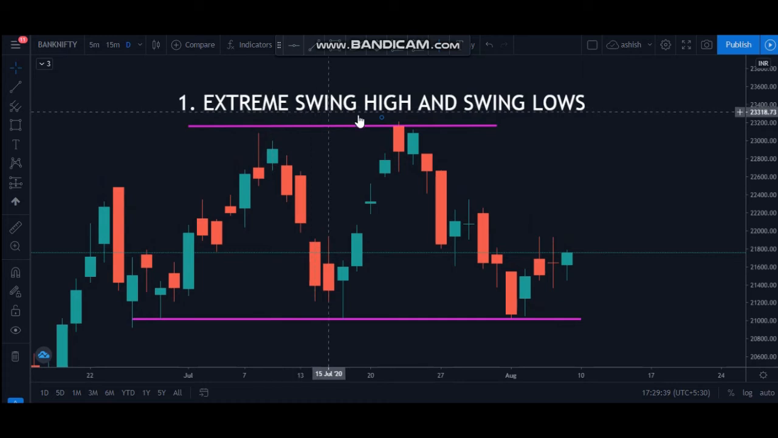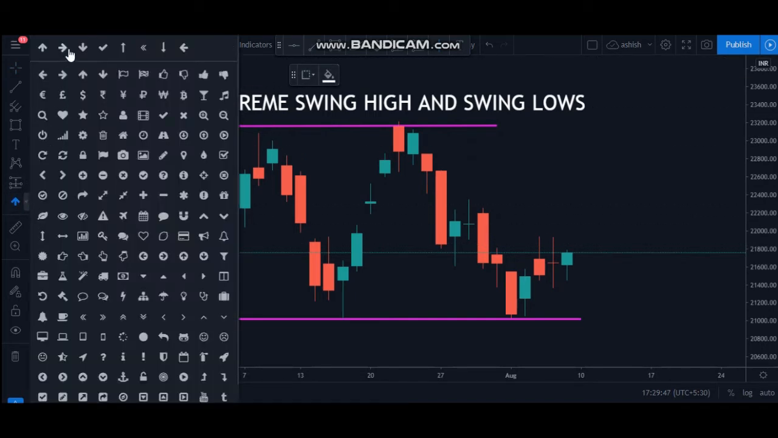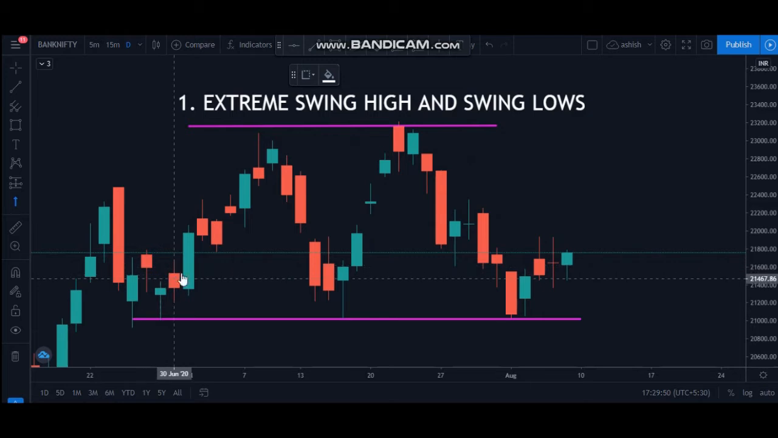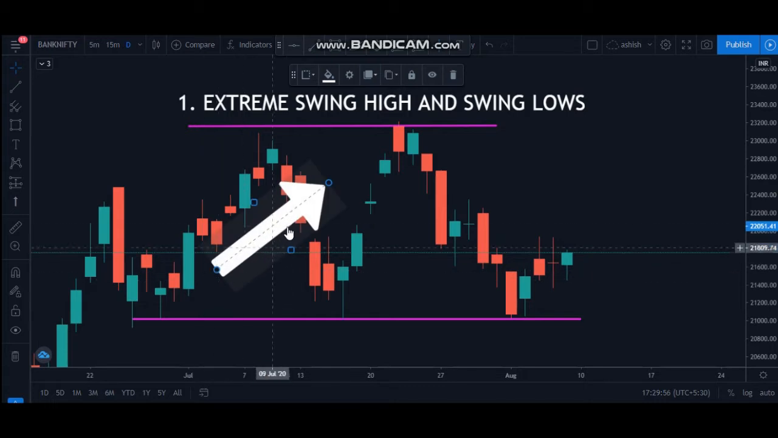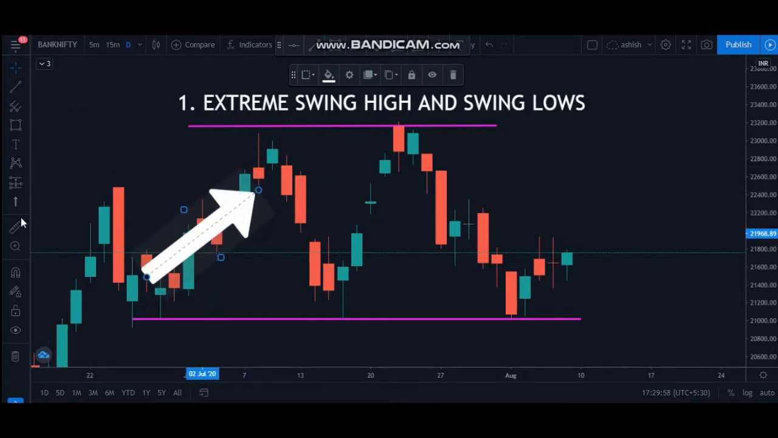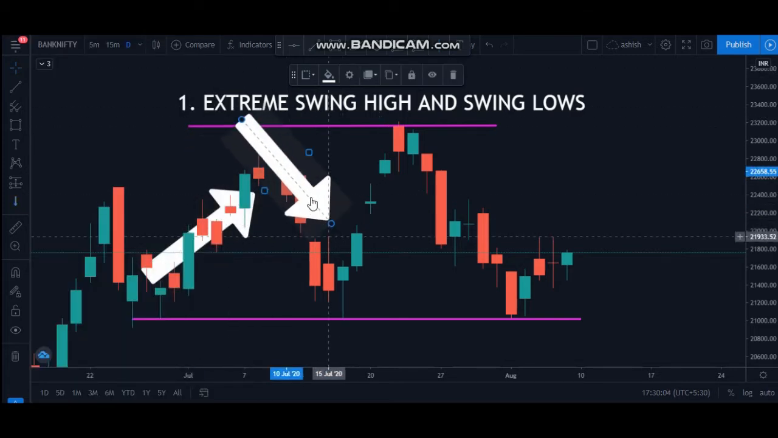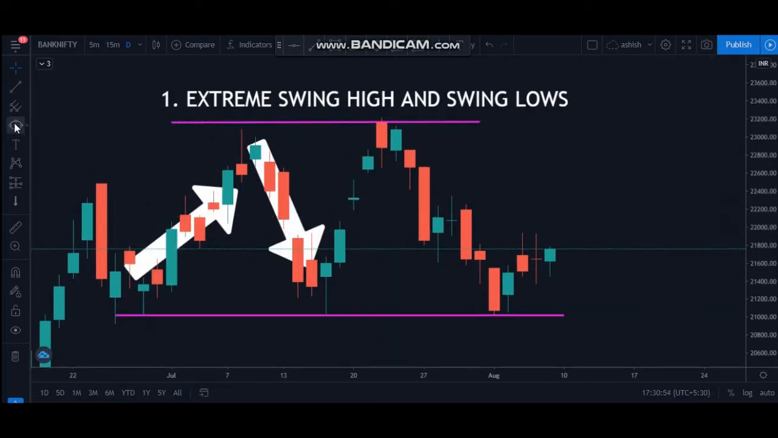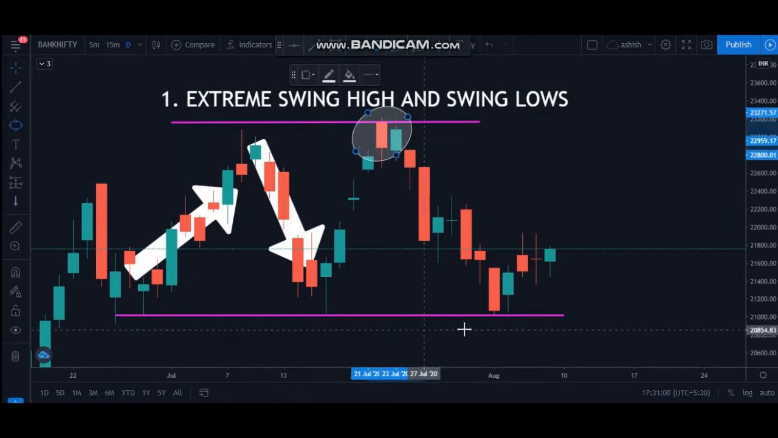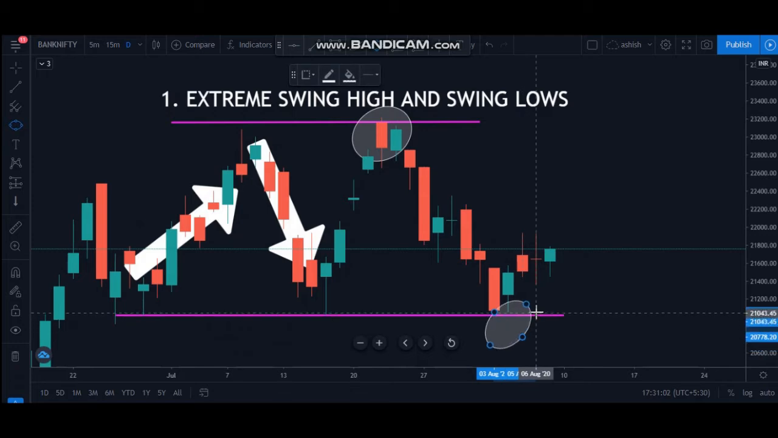First one, extreme swing highs and swing lows. Here, the price goes up and here comes down. That makes this area an extreme swing high and this area is extreme swing low.